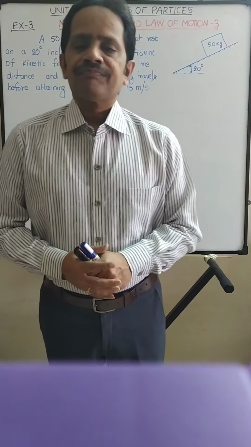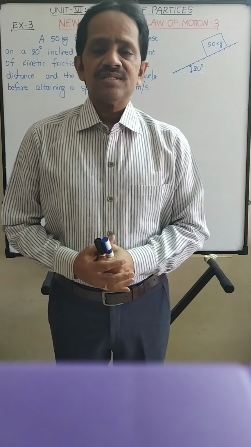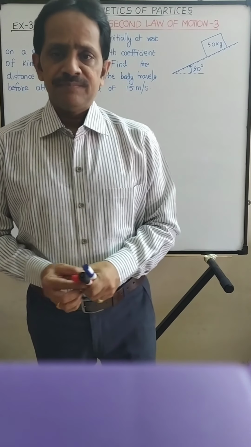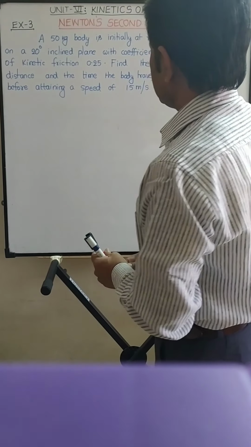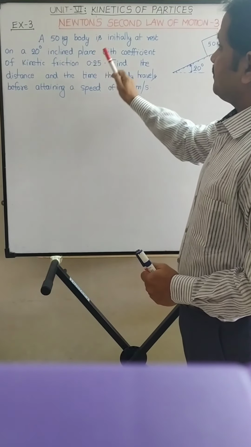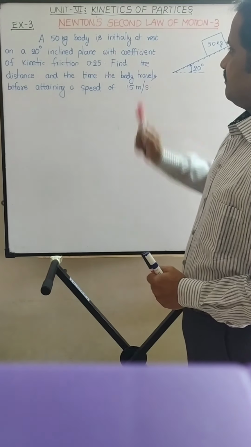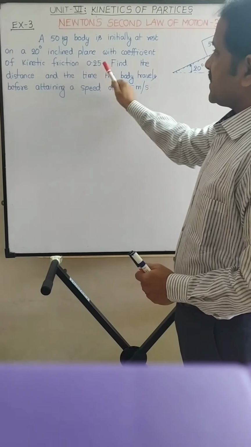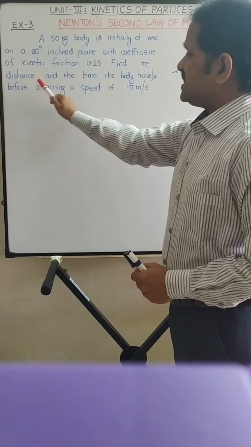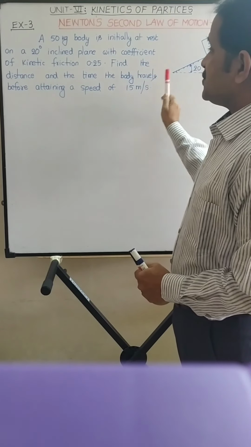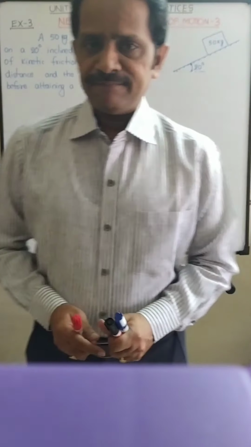Hello students, we are solving numerical examples on Newton's second law of motion, right? So this is example number 3. See the statement. A 50 kg body is initially at rest on a 20 degrees inclined plane with coefficient of kinetic friction 0.25. Find the distance and the time the body travels before attaining a speed of 15 meters per second.